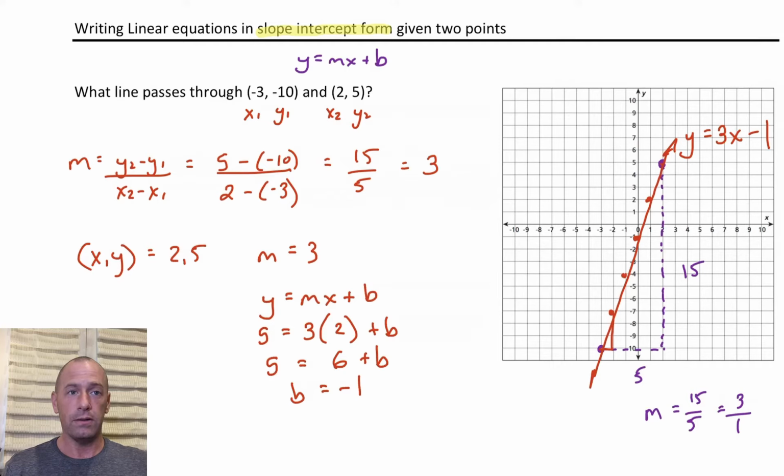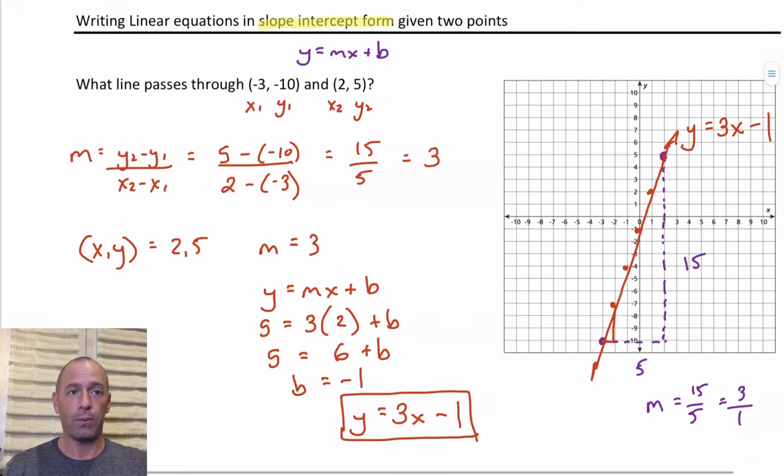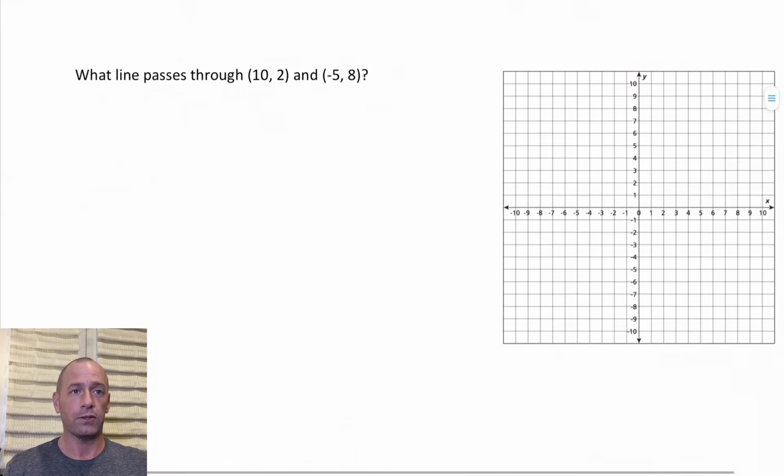So we're not done. We have to clean this up now and put it into the equation of the line, y equals 3x minus 1, which matches our graph. Now I could have used -3, -10 as my point. I would have arrived at the same answer.